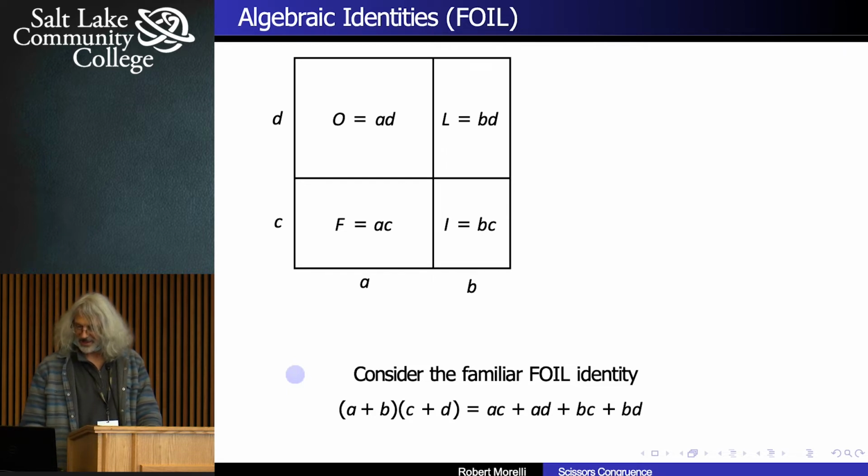Spoiler. I is B times C, and that's in the lower right. And L is B times D, it's in the upper right. So if you add the four terms of FOIL, you are adding up the areas of the pieces of a dissection of the rectangle. The area of the rectangle itself is A plus B times C plus D, because the base is A plus B, and the height is C plus D.